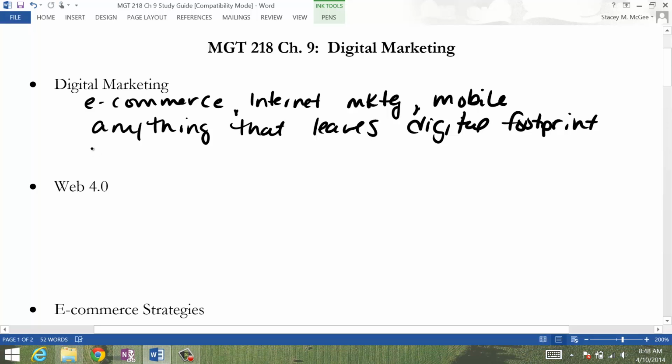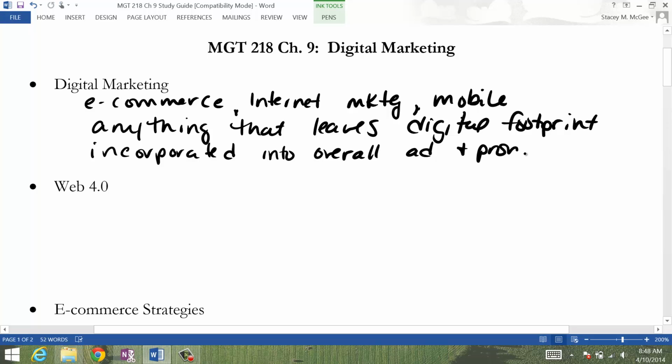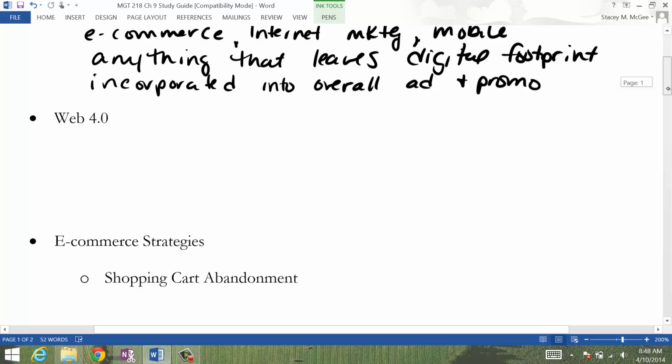So these definitely need to be incorporated into your overall advertising and promotion plans. This is becoming a bigger and bigger part of the overall advertising and promotion, but this is definitely something that you can't ignore in there.